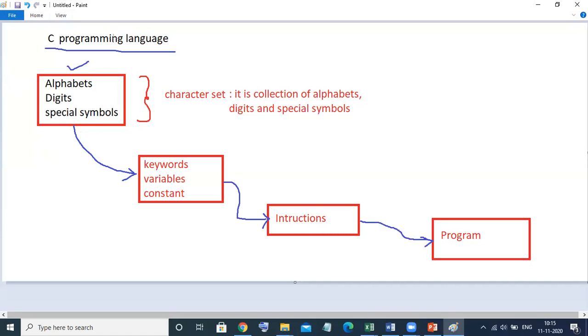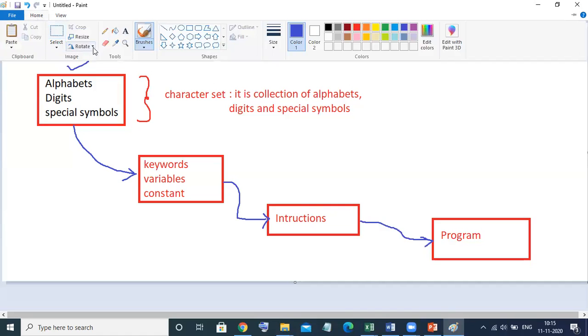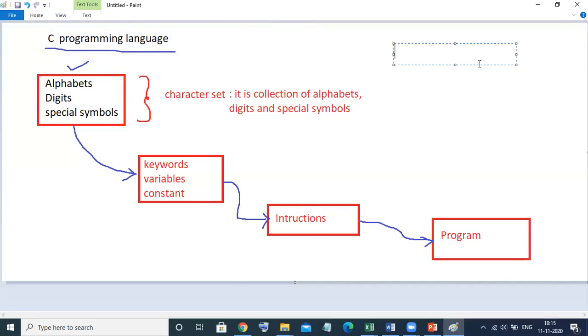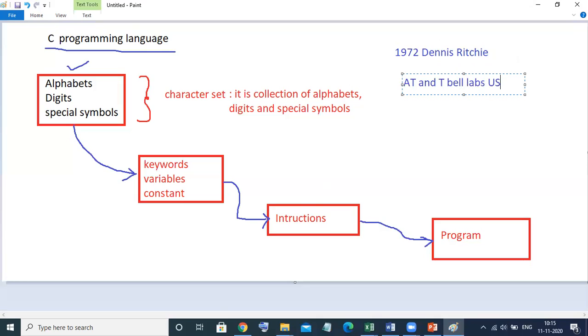So that's it. This is all the basic concepts, this introduction of the C programming language. C is a programming language which was developed in the year 1972 by the scientist whose name is Dennis Ritchie. He is the founder of the C programming language, developed in 1972 at AT&T Bell Labs, USA.